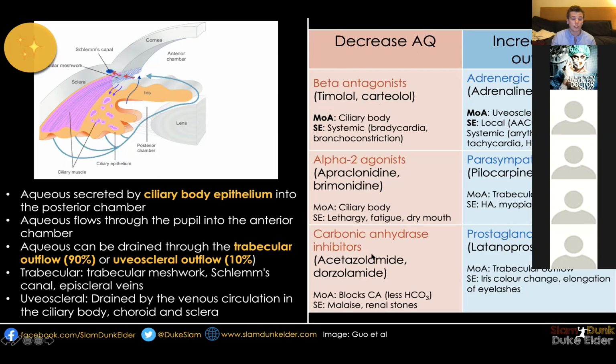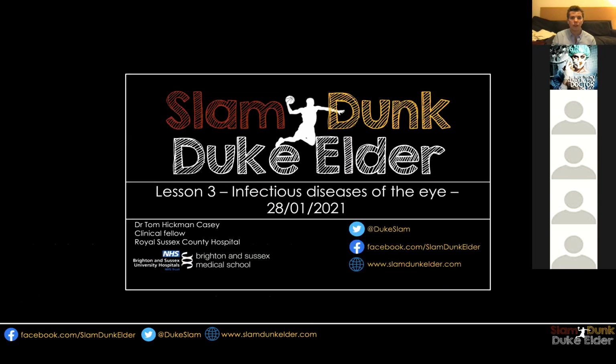They're usually used as second or third line, or they're first line in acute angle closure because they can be given intravenously to very urgently decrease aqueous production. But these primarily all work on the ciliary body and tell the ciliary body to stop producing aqueous, whereas the ones that increase aqueous flow work via the trabecular outflow mechanism, unless we're talking about adrenergic agonists, which are rarely used or seen, but they might be used in surgery.